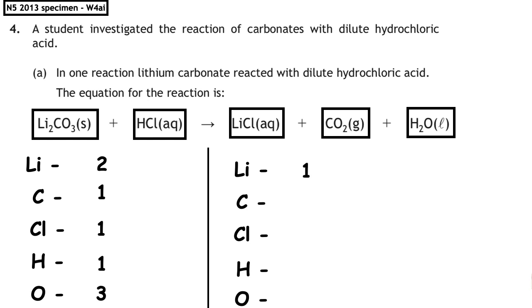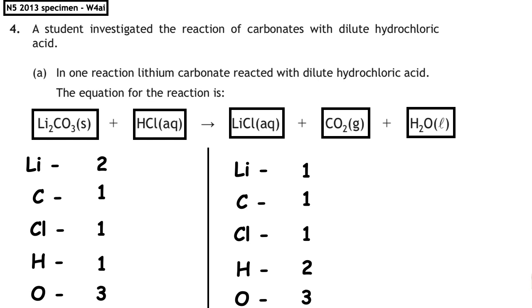Lithiums on the product side, we have 1. Carbons, we have 1. Chlorines, we have 1. Hydrogens, we have 2. Now remember, with the oxygens, we have 2 inside the box for the carbon dioxide. We've got 1 inside the box for the water. 2 plus 1 equals 3. So we start at the top of our shopping list and make sure that they are balanced.